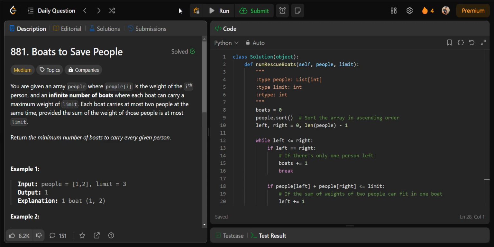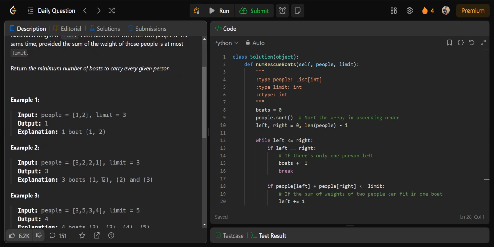And the problem is 881, Boats to Save People. Here we are given an array named people, where the ith element of people shows the weight of the person, and the limit is the maximum weight a boat can carry, and a boat can carry at most two people under this weight. So we have to find the minimum number of boats to carry every person.